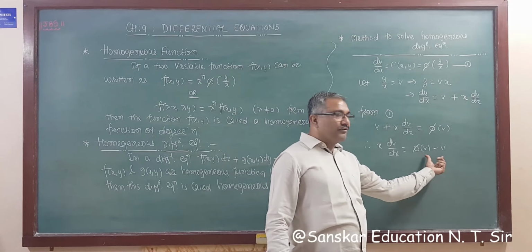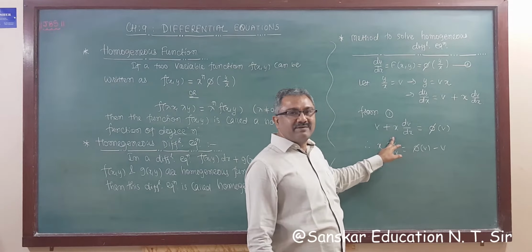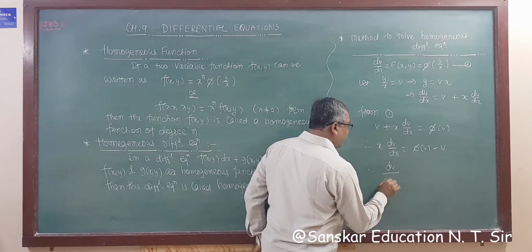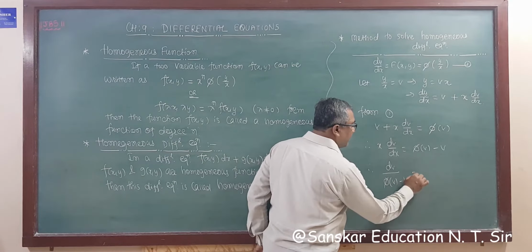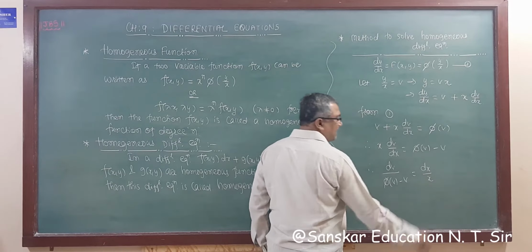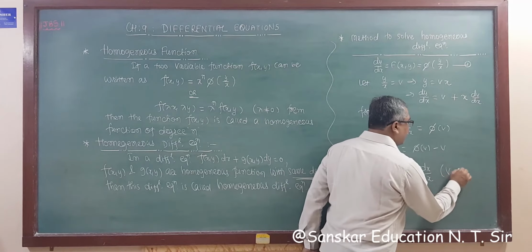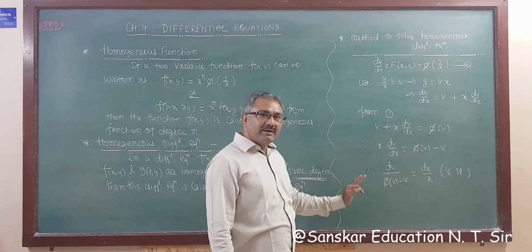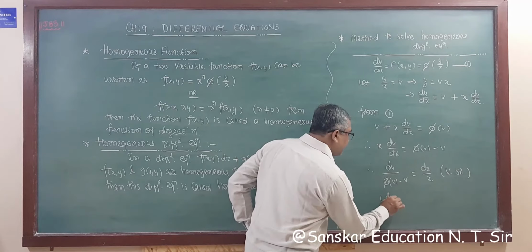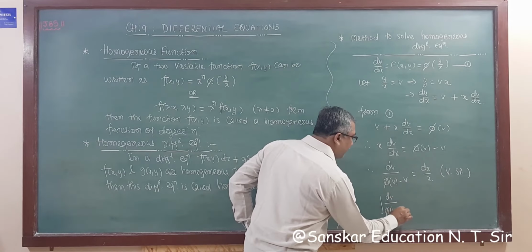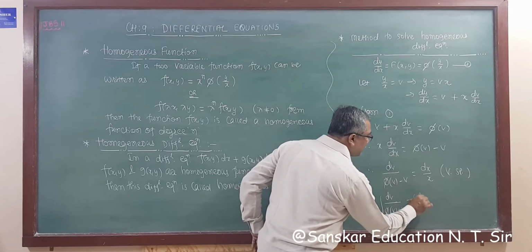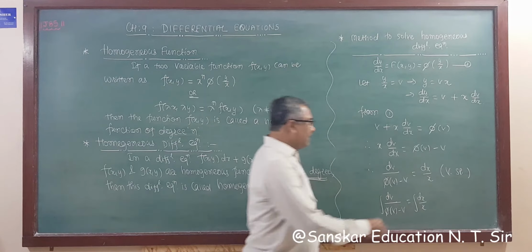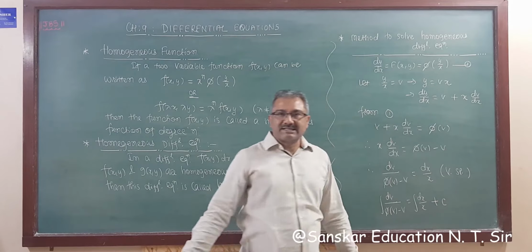Now this is in form of v. This is dx, this is x, and this is dv. This means it is in variable separable form. If we write it like this, dv upon function of v minus v is equal to dx upon x, right? So this is your variable separable form. So integrating, we get integration dv by function of v minus v is equal to integration dx by x, plus c. If you integrate this, then plus c.